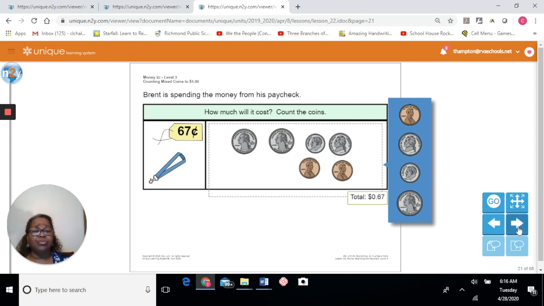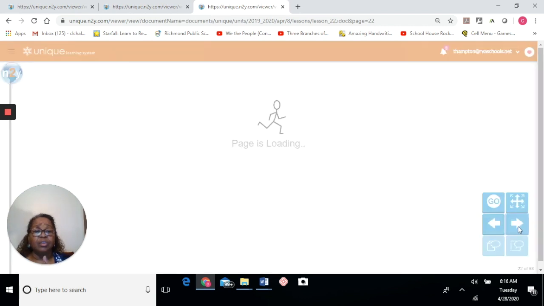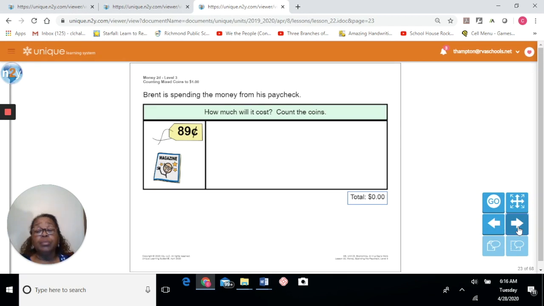All right, you know how to do this. This is not going to be hard at all. Let's try another one a little bit higher, then we'll get into the dollars. Brent is spending the money from his paycheck. That's the word problem. How much will it cost? And we're going to count the coins. So he wants to buy this magazine, and it's 89 cents. And that's a very good price for a magazine. So that's a good idea to buy it, Brent.